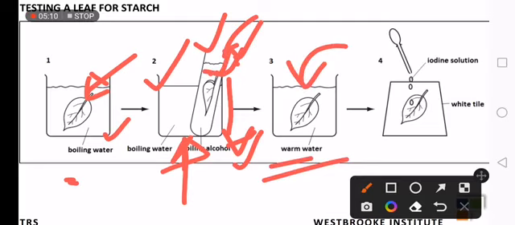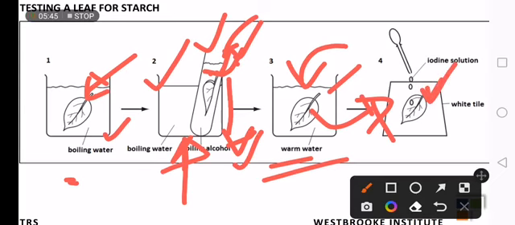Why? Because methylated spirit makes the leaf brittle after removing chlorophyll. So we put our leaf in warm water to soften it. After that, we remove the leaf again and go to stage 4. We put it on a white tile. Then we apply iodine solution on top of the leaf using a dropper.